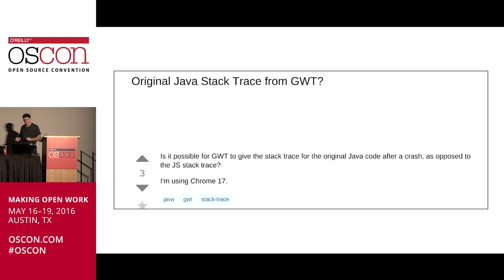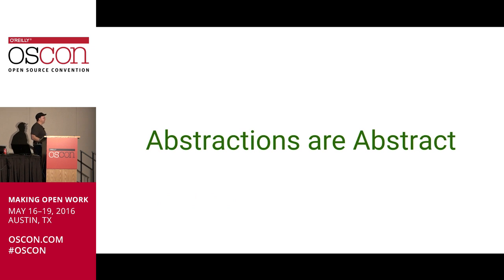For example, this is a bit of an old Stack Overflow question, but it's completely typical of what I'm talking about. Abstractions leak, right? And the question here is: is it possible for GWT to give the stack trace of the original Java code that I wrote my GWT app in after a crash, as opposed to the JS stack trace? They leak. Abstractions are abstract.